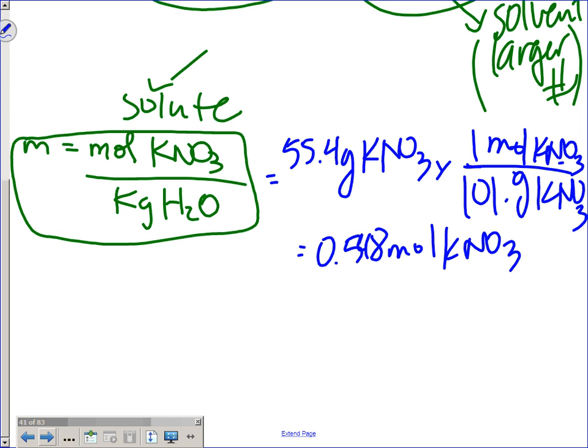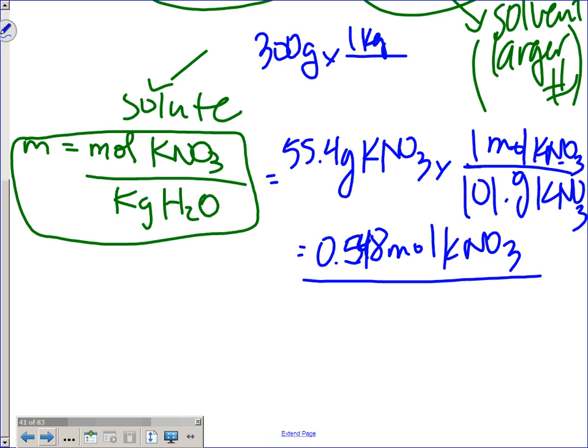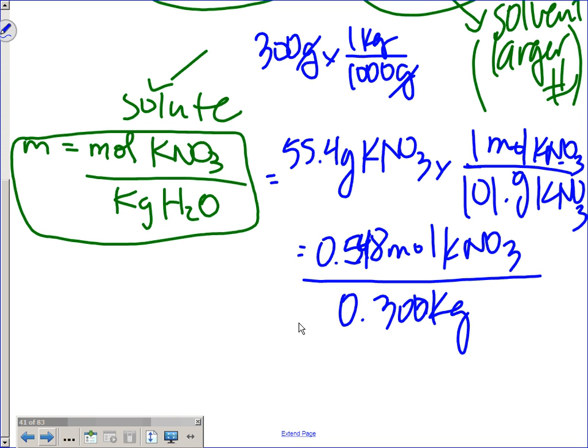Okay, so 0.548. I'm going to then divide that by what? I think Nick was trying to tell me that earlier. Okay, so 300 grams, and still the same ratio of milliliters to liters is the same ratio as grams and kilograms. So 1 kilogram has 1,000 grams in it. So when you divide 300 by 1,000, you do get 0.3. So that 0.300 kilograms goes down here. And what is that final answer?